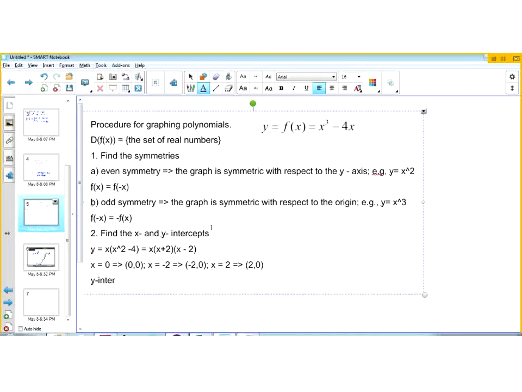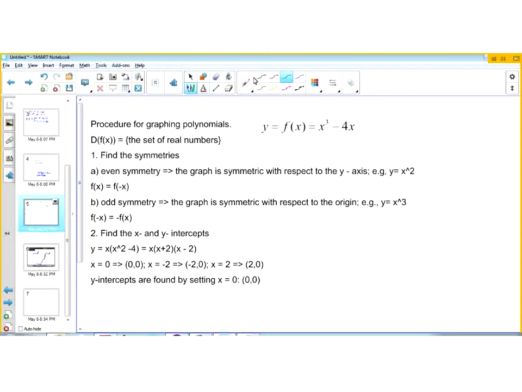Another thing is, okay, so those are x-intercepts. Then the y-intercepts, of course, are found by setting x equal to 0. So in this case, if we set x equal to 0, the output is 0, so 0, 0, the origin, is a y-intercept in addition to being an x-intercept. So it has a dual role. And if we look at this function, if we go back and check the symmetry, let's do a symmetry check.